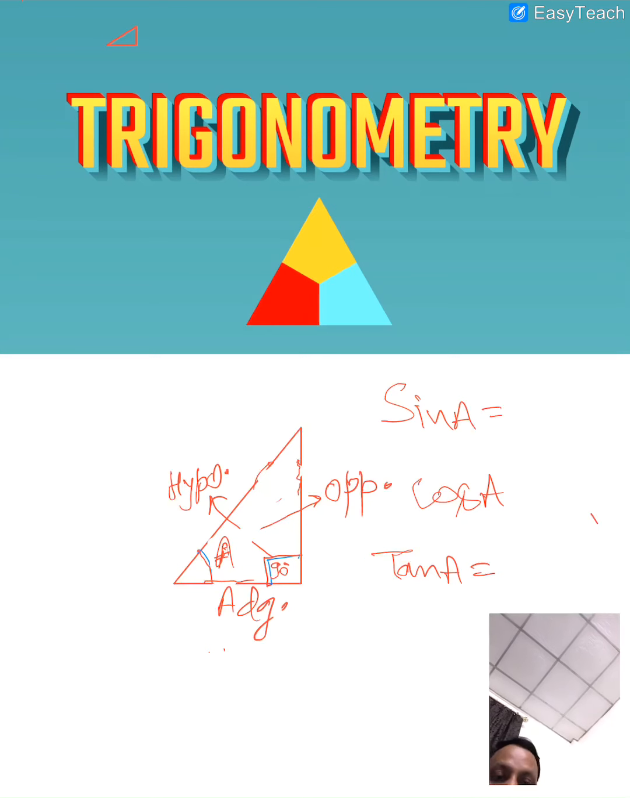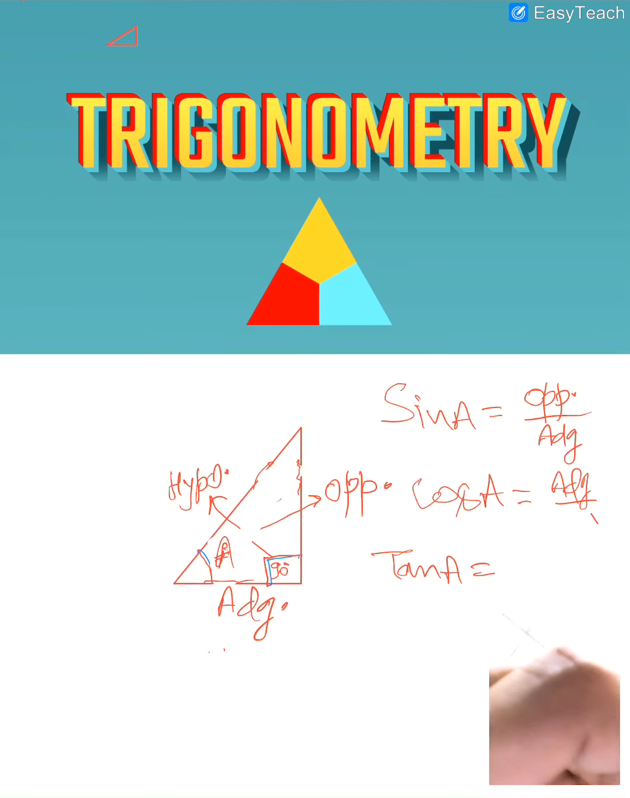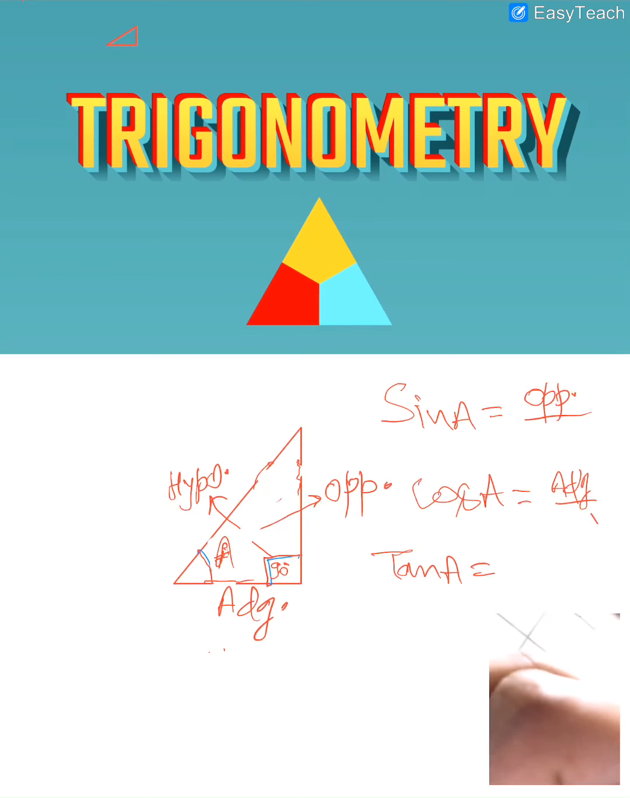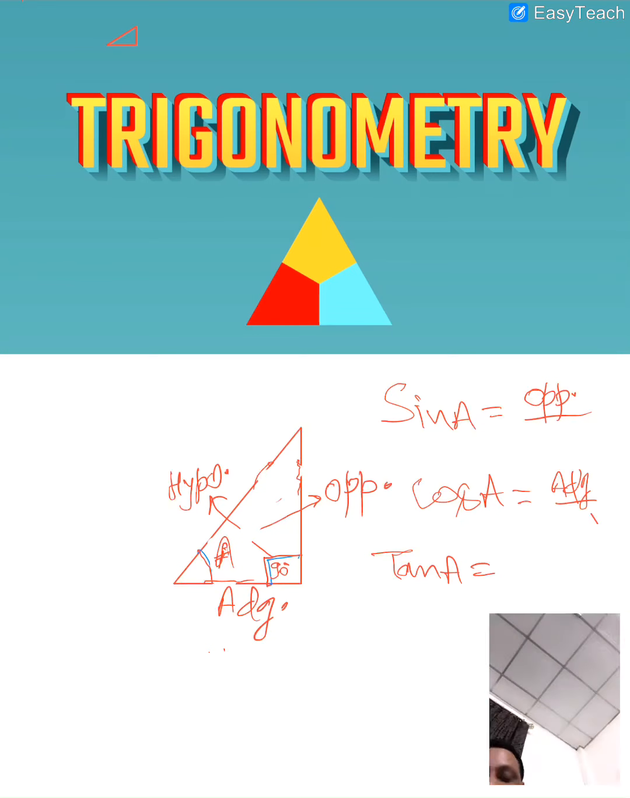As you know, what is sine A? Sine A is equal to opposite over hypotenuse. I wrote it wrong by mistake a little bit, don't worry, you can see here opposite over hypotenuse. Then cos A is equal to adjacent over hypotenuse, and tan A is equal to opposite over adjacent.